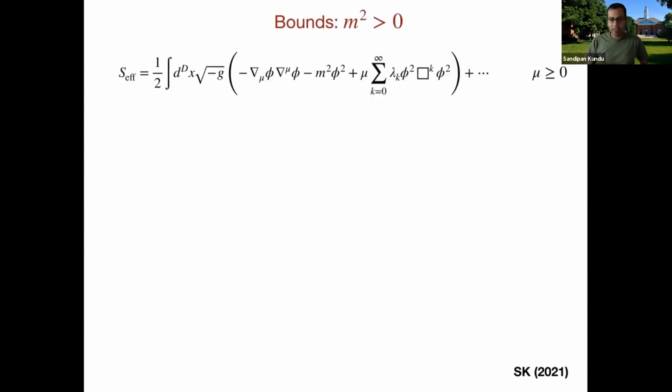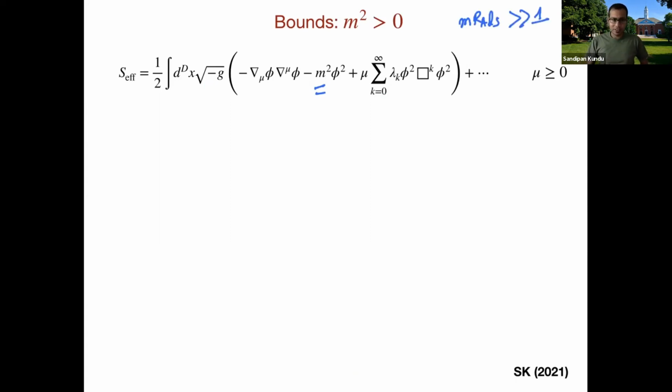Let me be more precise. Let me give you the example where the mass squared term is positive. It's not just positive; it basically does not scale with the radius R. So that means basically m times R in the large R limit. This is actually very large.